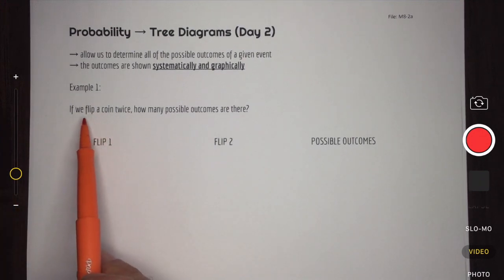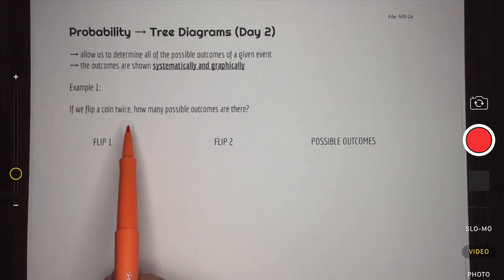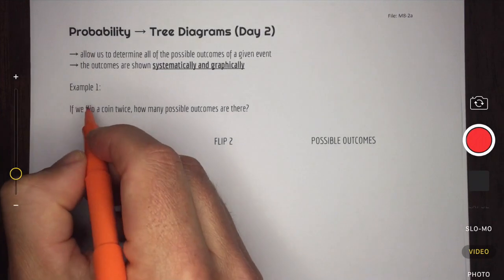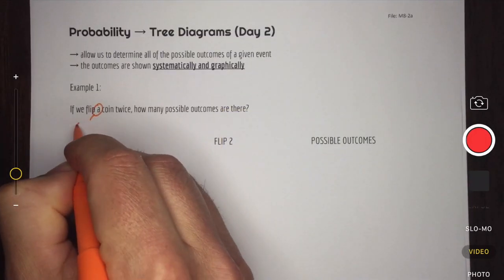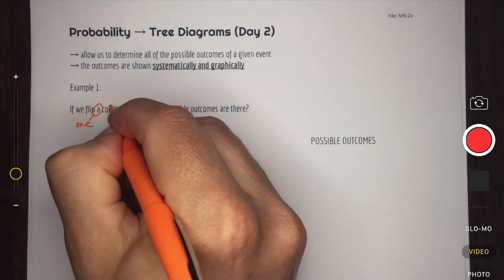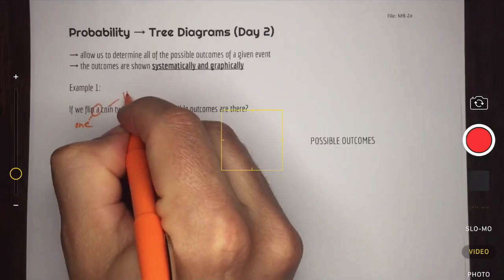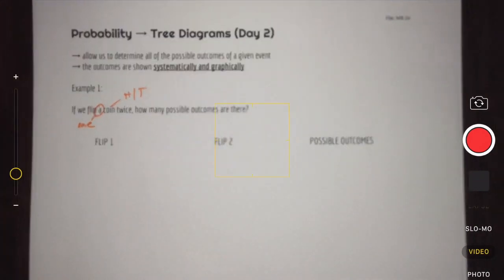What we have here is a situation where we're going to flip a coin twice, and we want to know how many possible outcomes there are. So keywords here are, we're going to flip a coin, which means that we only have one coin to deal with. And because we are dealing with a coin, like we talked about earlier in the week, we know that our options are going to be heads or tails.